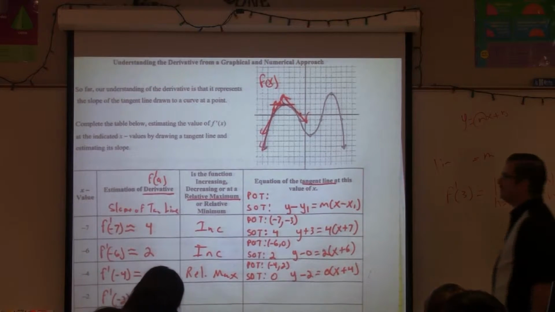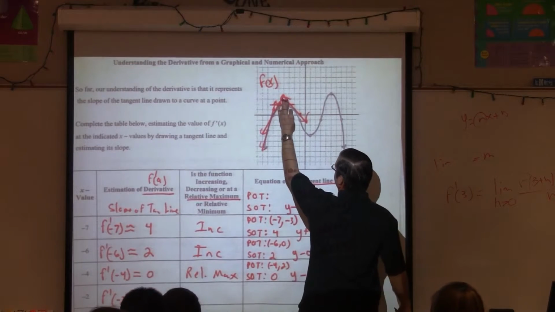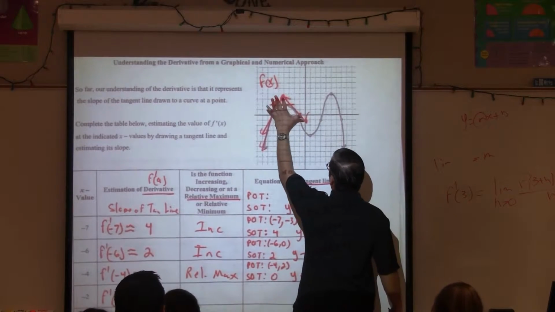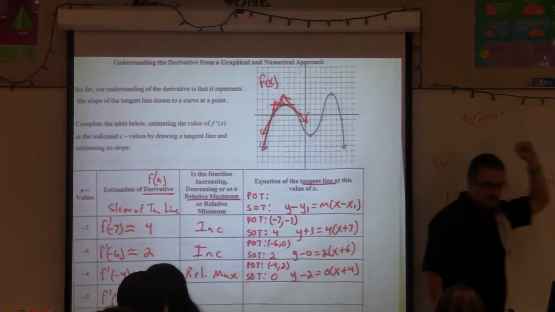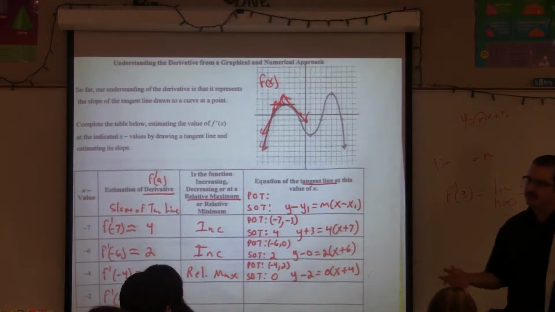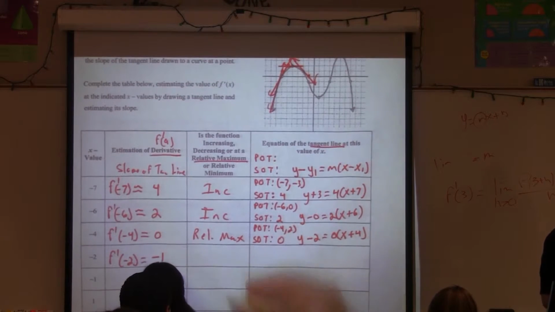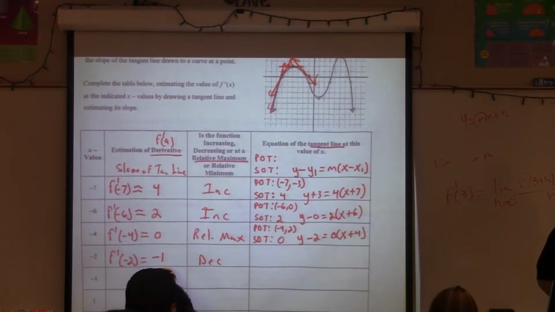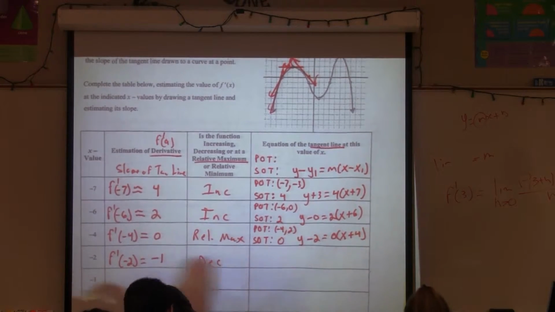Decreasing? Is that what's happening? Is the curve going down? Yes. Why do you think it's going down? Because the slope of the tangent line is negative. Because the derivative is negative. How do I know that I have a max here?